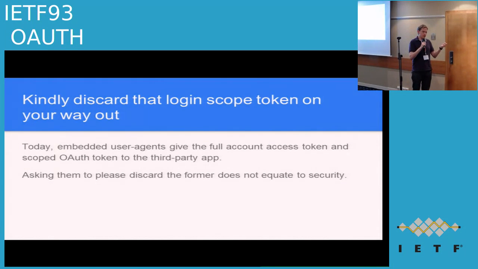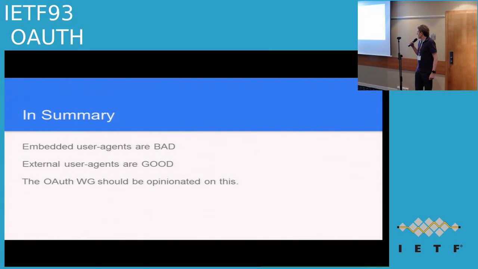Does anyone think that's actually a good way to do this? Show hands if you do. All right, good. Next slide, please. So I hope I've convinced you that embedded user agents are just really bad. External user agents are the solution to that. With that in mind, this best practice proposal covers the reasons why we should only use external user agents and details how we can do that, both as the native app client and as the authorization server. Great. Please take a look and let me know what you think. Thank you.